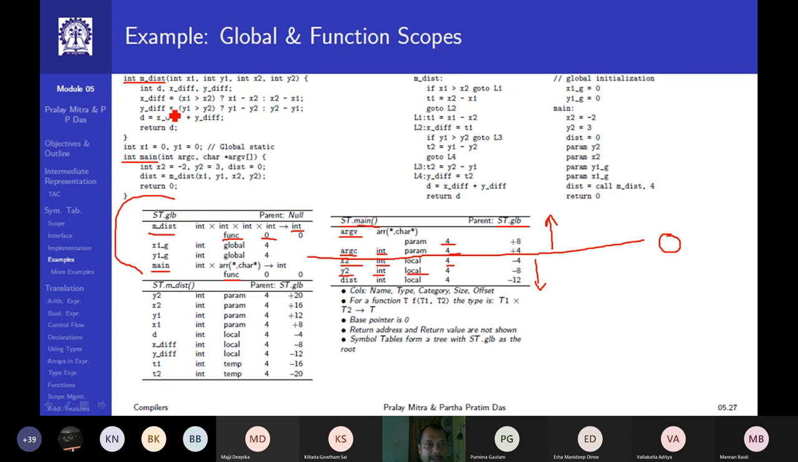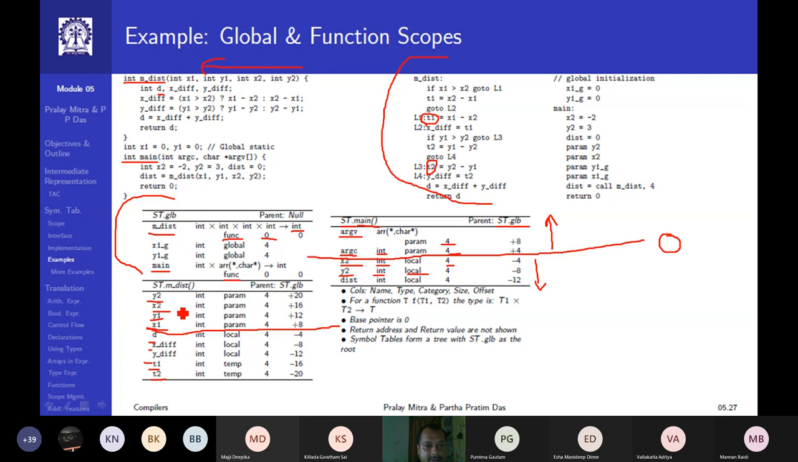Okay. Now for mdist, similar to this. First I will have the parameters, again right to left: y2 first, then x2, then y1, then x1. Since those are parameters, the vertical line is here, and the horizontal line here is my zero crossing line. You can consider local variables d, xdiff and ydiff. And during the 3 address code generation, I generated T1 and T2, so those two will also come.